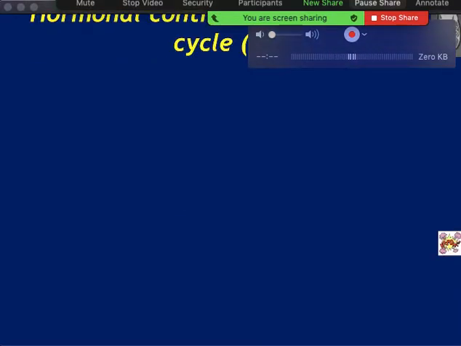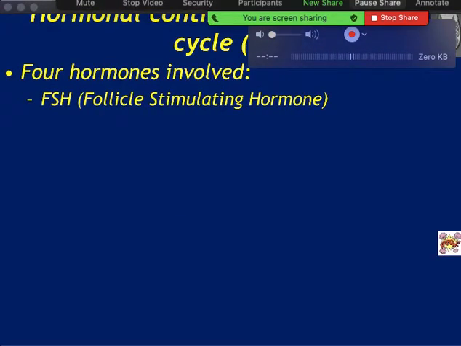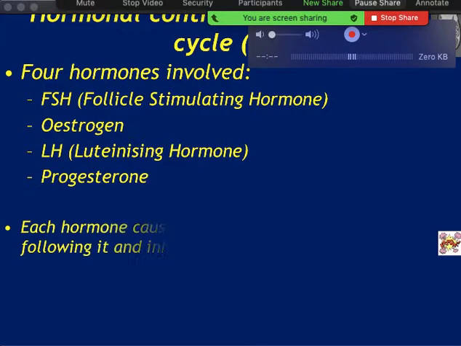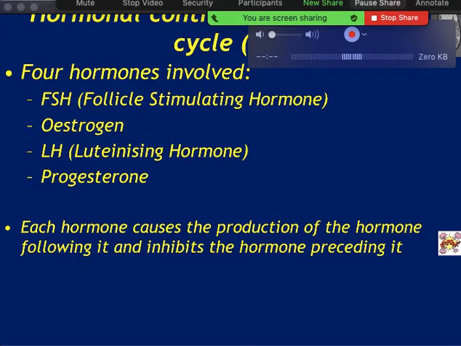So we're just looking now at the rules. We've just done this. There are the 4 hormones involved and they'll accept the letters and we look at them then. So each hormone will cause the production of the next one, and it inhibits, which is the word that you use, the one that precedes it.